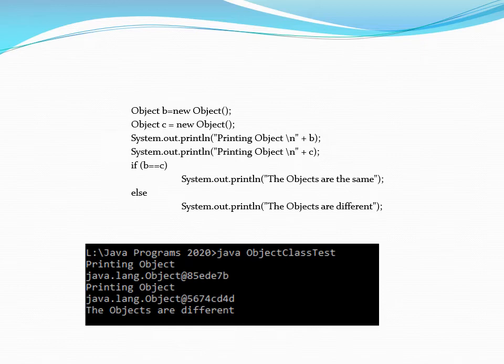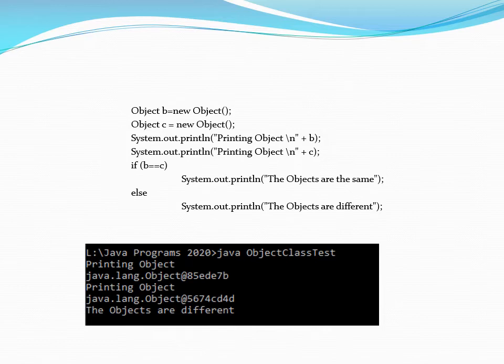The equals method checks whether the two objects have the same hash value; if so, they are equal, otherwise they are not equal. Here B and C are different objects, and they have different hash values, as you can see from the output which is printed. So this condition is false, and it prints the objects are different. So this is the equals method.